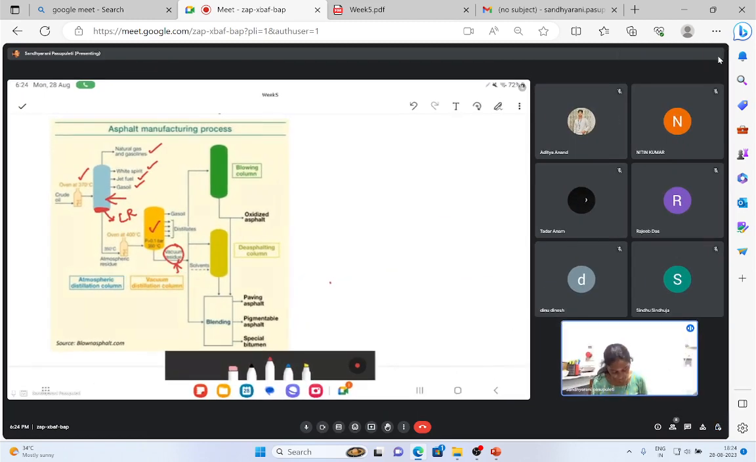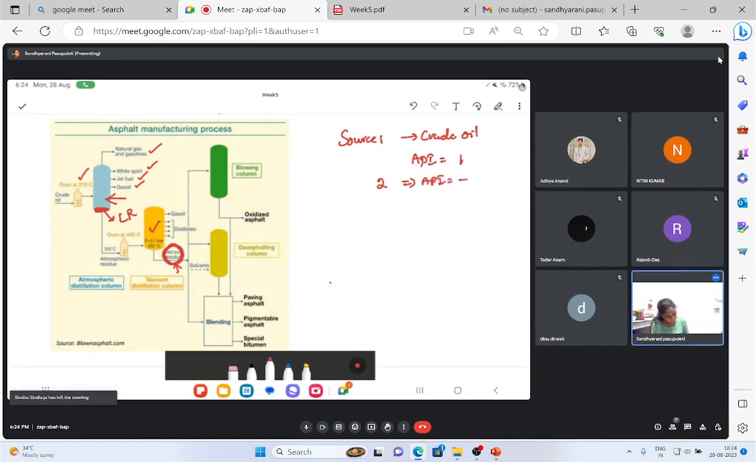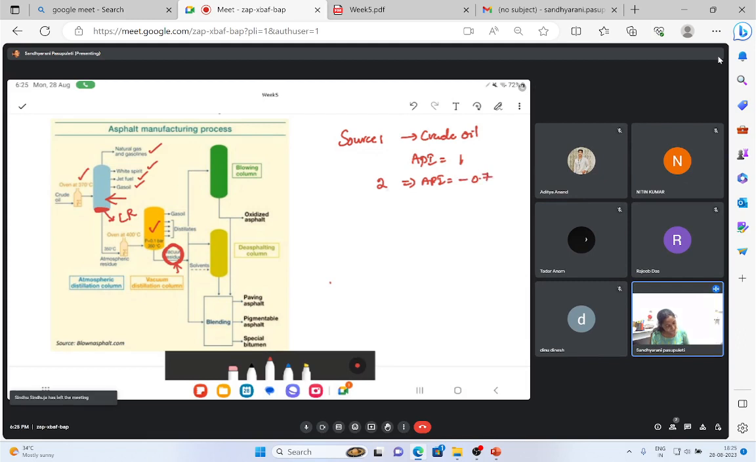If I take source 1 of crude oil, the API gravity of this short residue, or vacuum residue, can be, let us say, 1. If I take another source, the API gravity can be different, let us say minus 0.7. The range of API gravity usually varies from minus 1 to 1. If the API gravity is low, that means we have a higher yield.